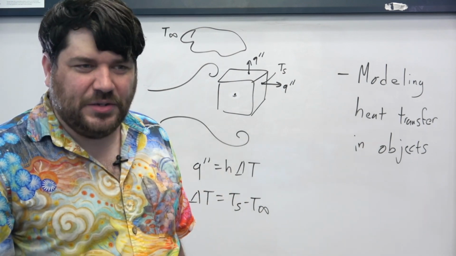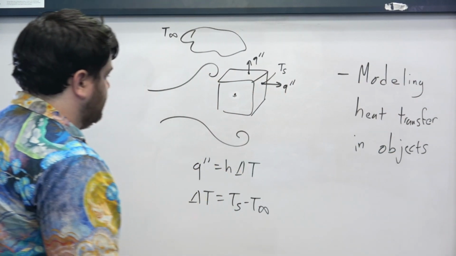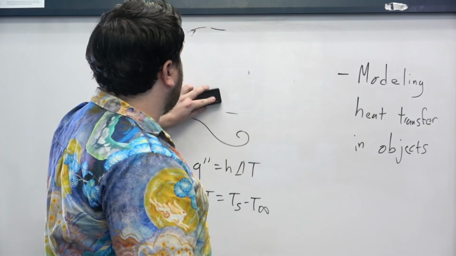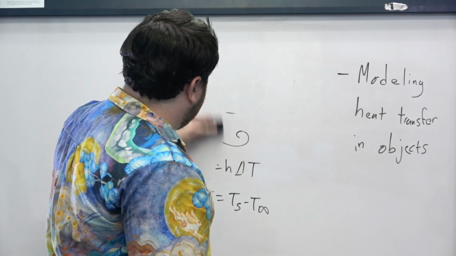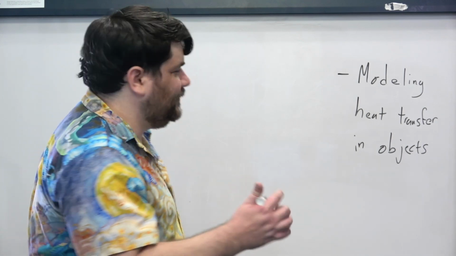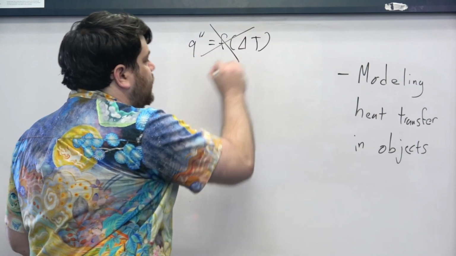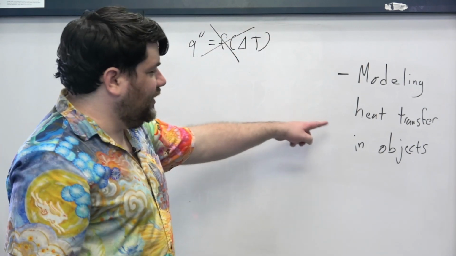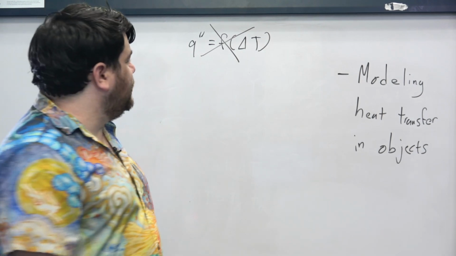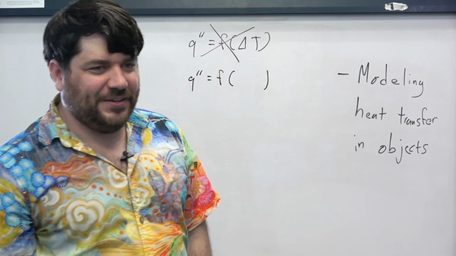So how do we do this? Well, the natural question that we should ask ourselves is to try to find some other physical quantity that will allow us to do so. So maybe Q double prime being a function of delta T is not the right answer for modeling heat transfer inside of objects. Maybe it has to be a function of something else. What that function is, we'll determine in a second.